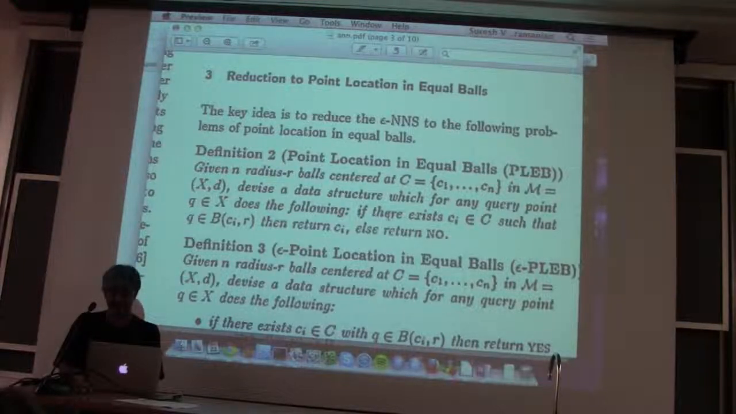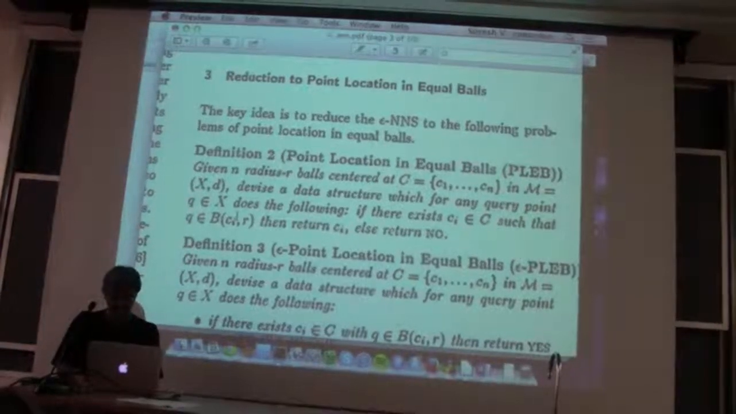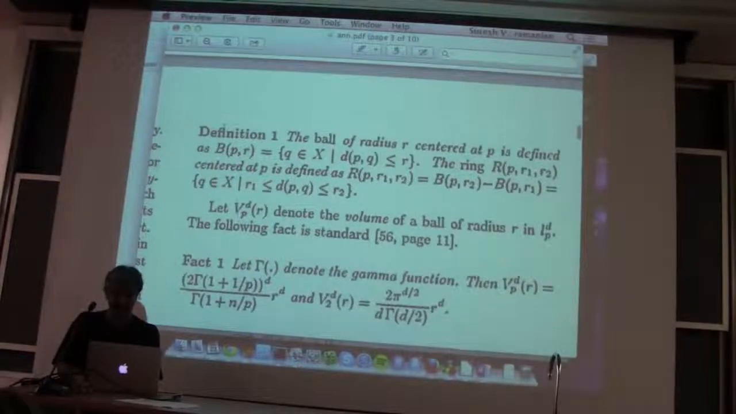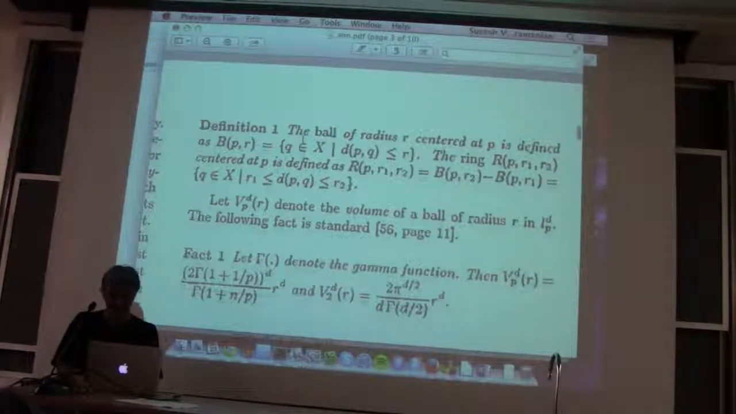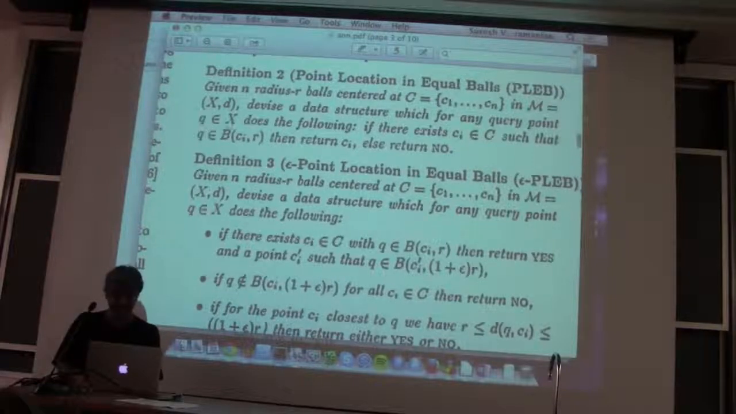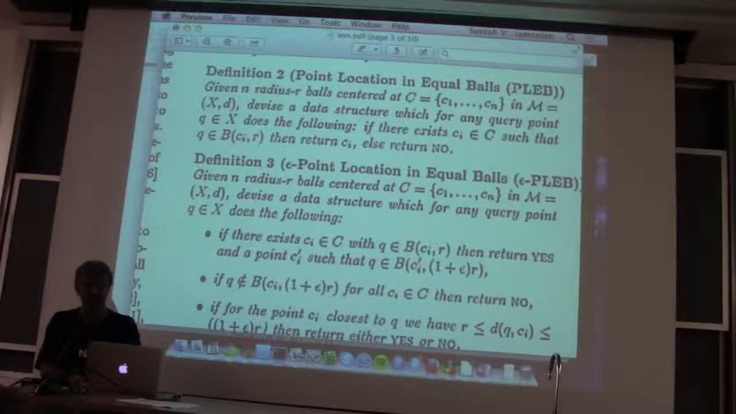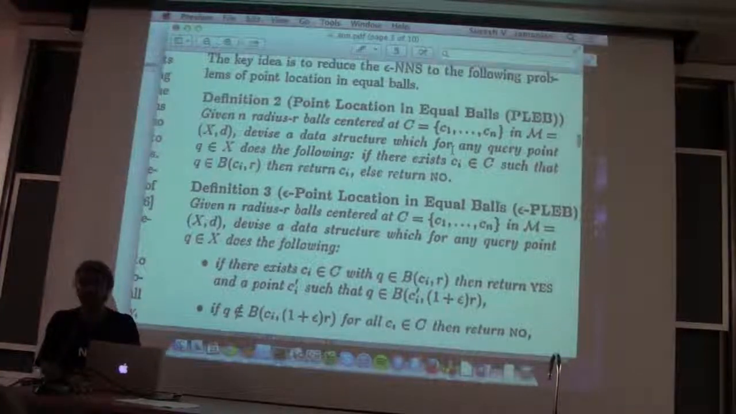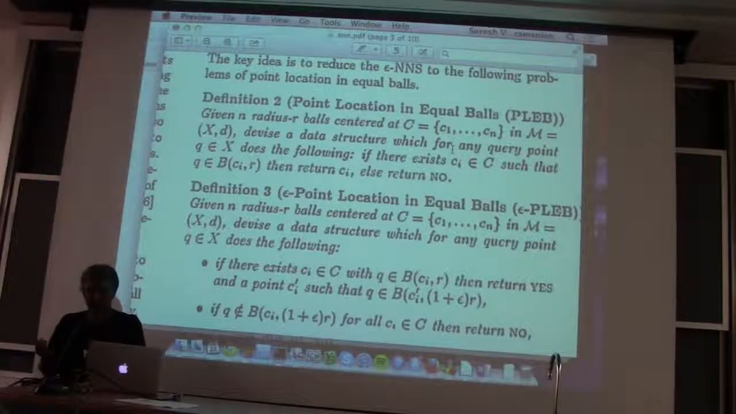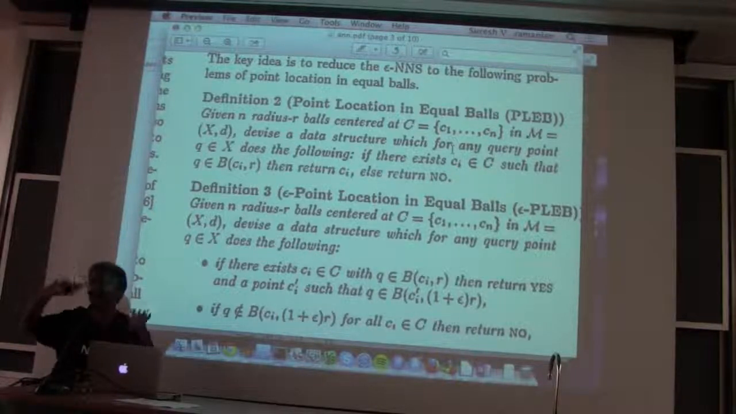If there exists some c_i, which is a center, such that Q belongs to B(c_i, r), we go up here, we remind ourselves, this is the ball of radius R centered at P. So this is the ball of radius r centered at c_i. So if there exists a c_i such that Q is inside the ball of radius r centered at c_i, then return c_i, else return no. So this problem is saying, I have a bunch of balls of radius r, I have a query point. If the query point sits inside a ball, return that center, otherwise give up.